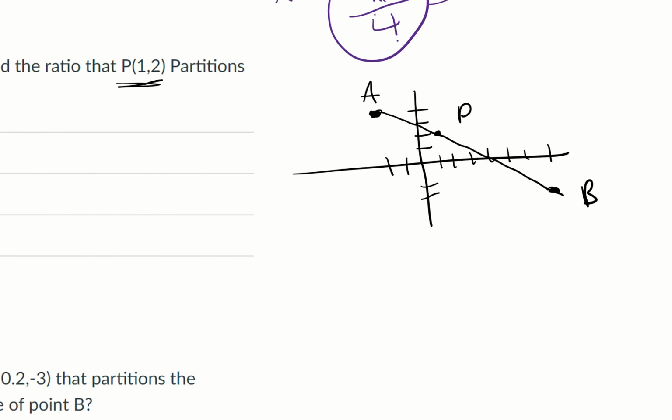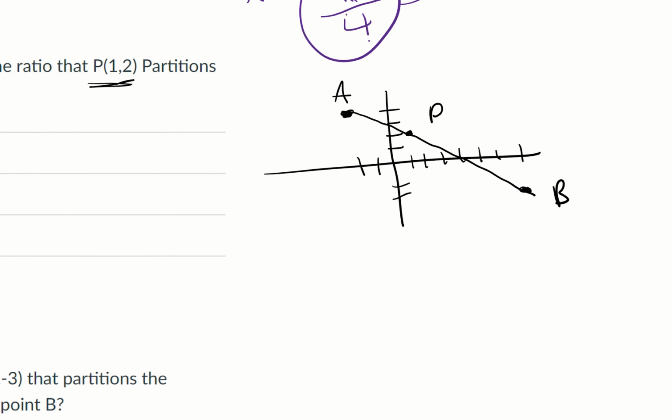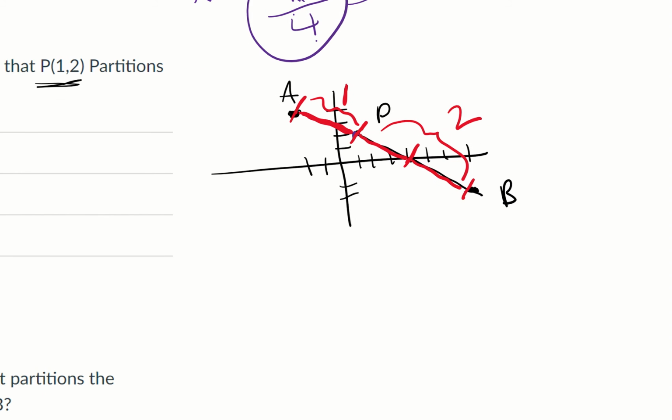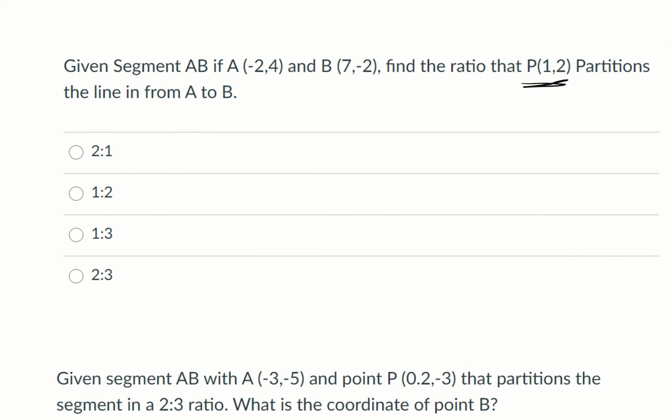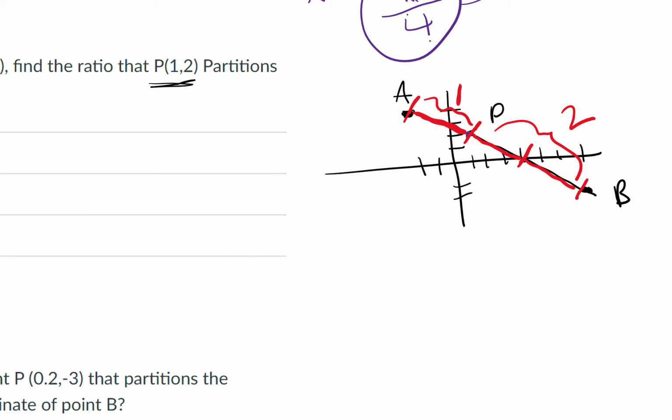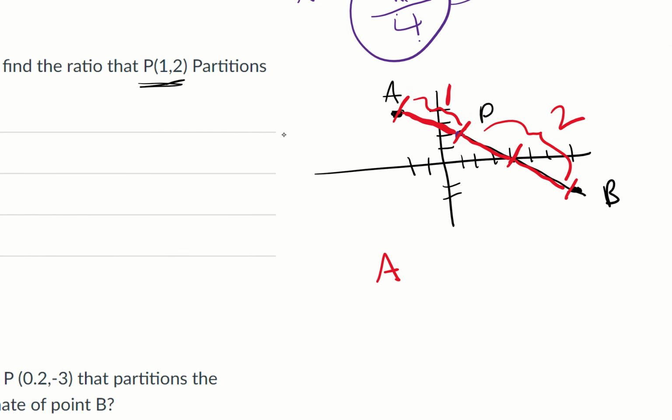So what is the ratio that partitions this? Well, you can kind of guess what it is by looking at the diagram, because I have a nice visual now. How many of these pieces can I fit on the other side? Well, it kind of looks like I can fit 1, 2 more, right? So it looks like I can fit a total of 3 of those red pieces. So this is 1, and then this is 2 pieces. So this looks like a 1 to 2 ratio. That's actually one of our answers. From A to B, it's a 1 to 2 ratio.